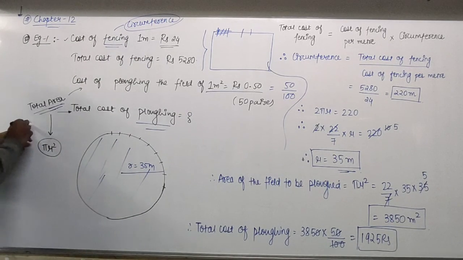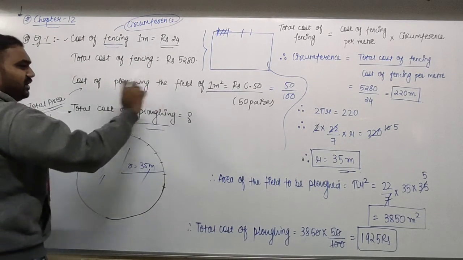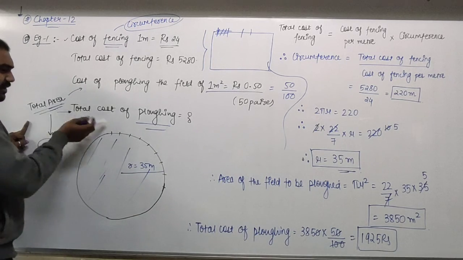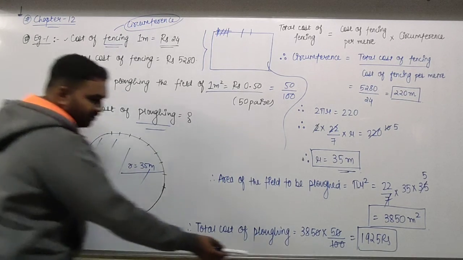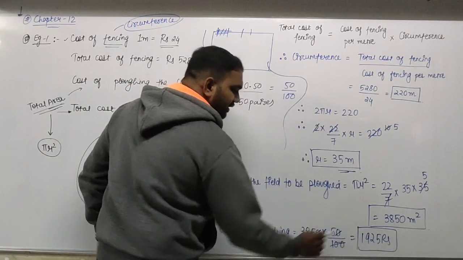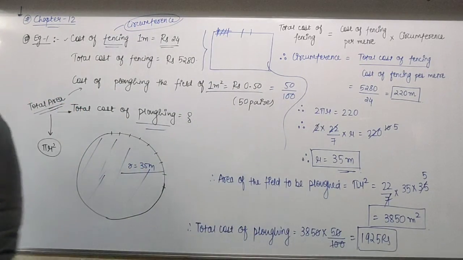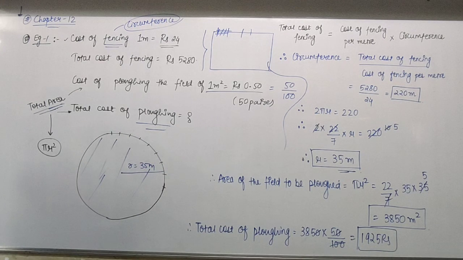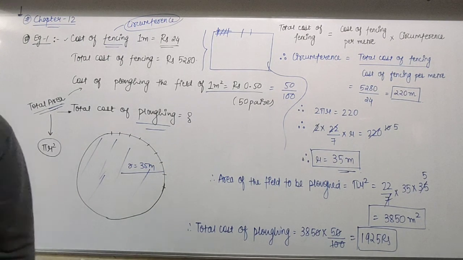હવે એરિયા મળી જાય અને કોસ્ટ ઓફ ફ્લોઈંગ ધ ફિલ્ડ પર મીટર સ્ક્વેર થી મલ્ટીપ્લાય કરો એટલે આપણને ટોટલ કોસ્ટ મળી જશે. તો જો આ ટોટલ એરિયા, આ કોસ્ટ પર મીટર સ્ક્વેર, and that is what we get as the total cost of flowing the field, 1925 rupees.